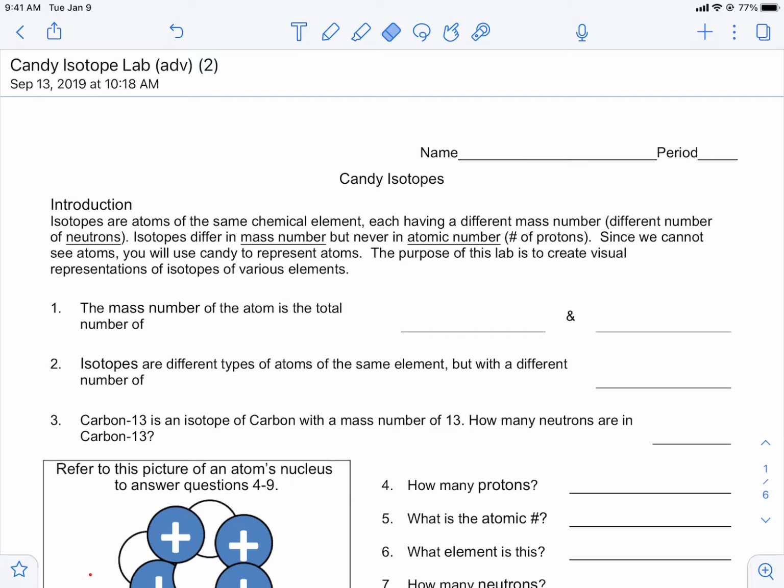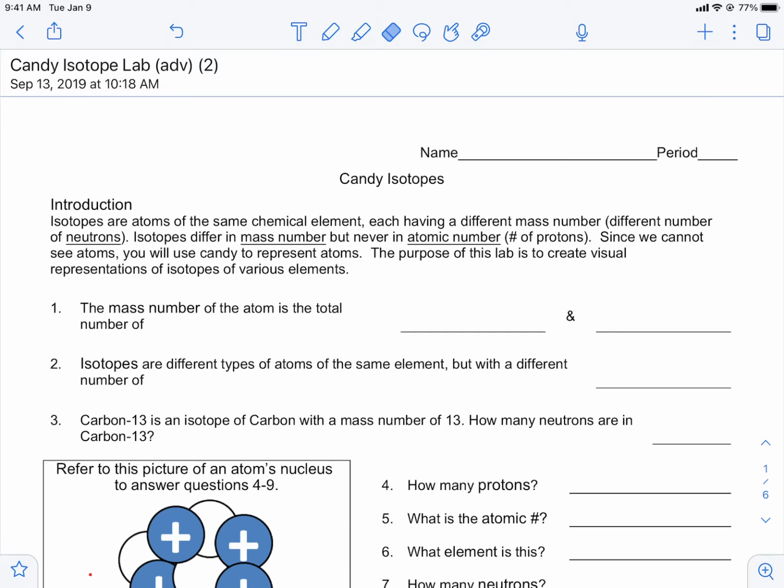Okay, so if you are quarantined or absent, we are going to do a simulation of what we did today in class, which is candy isotopes. So, long story short, we took two types of candy, Smarties and Skittles, and used them to model the ratio of protons to neutrons in different isotopes of an atom. Before we begin, we're going to do a recap of a couple things.